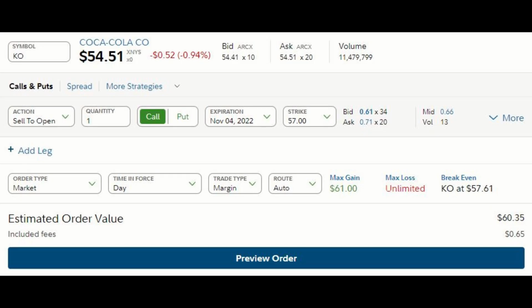And here's what that call option would look like on Fidelity. So in this case, it's a call option. We're selling to open one call with a November 4th expiration and a $57 strike. You can see the bid and the ask there, and the midpoint is right around 66 cents. So on 100 shares, we get about $65 is what I would estimate. But that's what it would look like. We would preview the order, and we would sell this on the market.